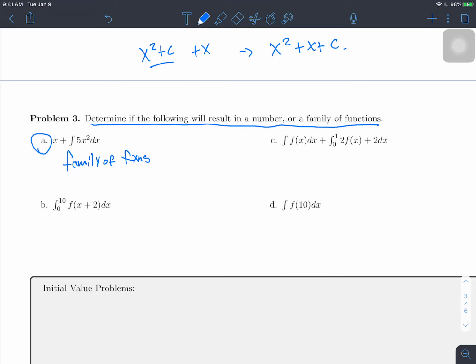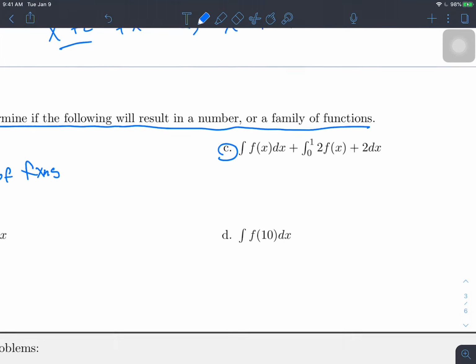All right, how about part C? What do we think? Integral of f of x dx plus the integral from 0 to 1 of 2 f of x plus 2 dx. Same deal. Thumbs up for class of functions, thumbs down for number, thumbs sideways if you're not sure. Okay, I'm seeing a pretty good split here. Some thumbs down, some thumbs up, and some thumbs to the side, which means we should probably talk about this.